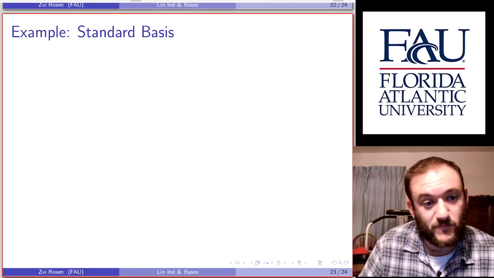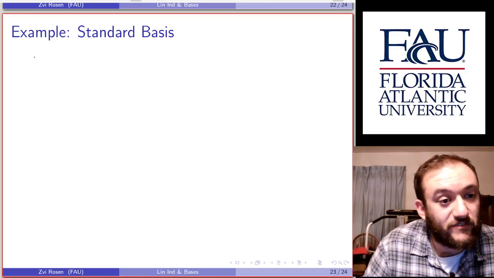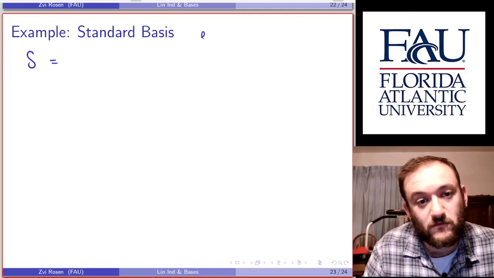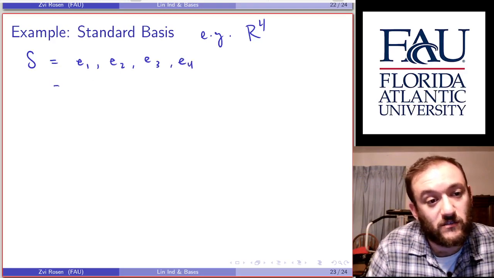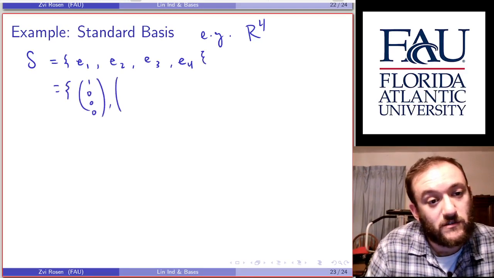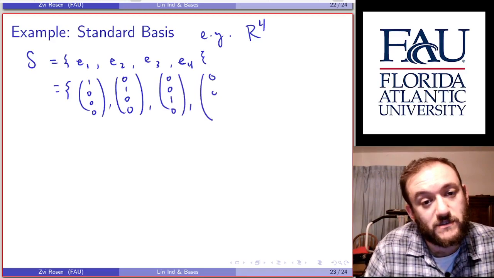Okay, so with the standard basis, this is exactly what we're used to. So we have our standard basis S, let's say we're in R4. So we have e1, e2, e3, e4, which are the vectors given by (1, 0, 0, 0), (0, 1, 0, 0), (0, 0, 1, 0), and (0, 0, 0, 1).